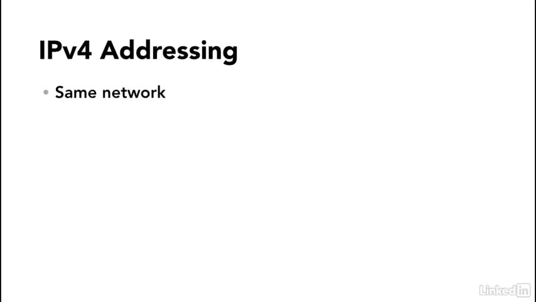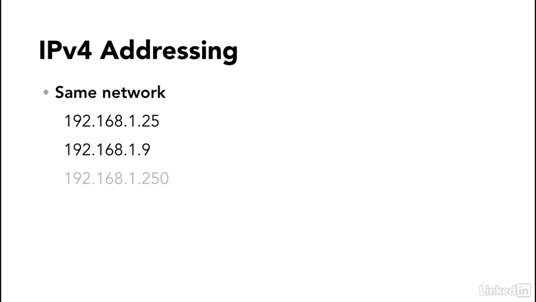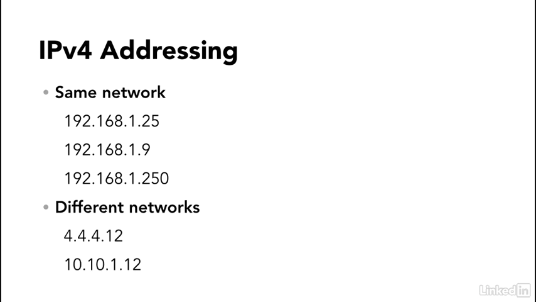If we look at some different IP addresses and compare them, we would say that IP addresses like this are all on the same network because the network portion of the IP address is the same, the 192.168.1 network. And then we have 3 different hosts represented, host 25, host 9, and host 250. Some examples of IP addresses on different networks. We see 2 addresses with a much different network part of the address, and therefore these are on different networks.